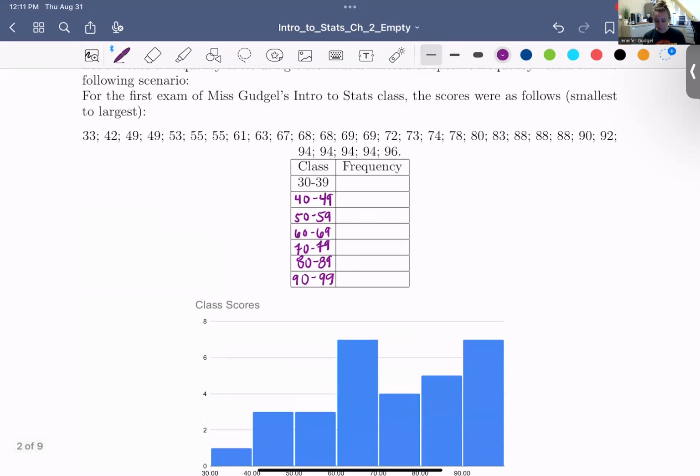Now this is a frequency table, but instead of just having whole number pieces of data and their frequency, instead we have the classes, the bins. So how many pieces of data are between 30 and 39? Well, there's just one. How many are between 40 and 49? 1, 2, 3 pieces of data. 50s, 1, 2, 3.